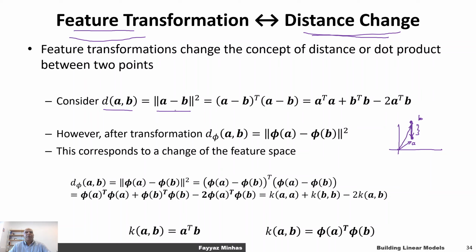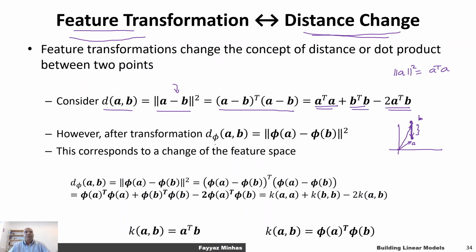And then we also know that it can be written this way, because the square distance, or the square norm of a vector, is nothing but A transpose A. And that's what we have applied over here. The square of this norm, or the square distance, is equal to (A minus B) transpose times (A minus B), and that comes out to be A transpose A plus B transpose B minus 2 times A transpose B.